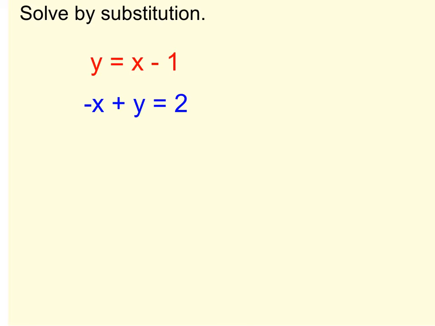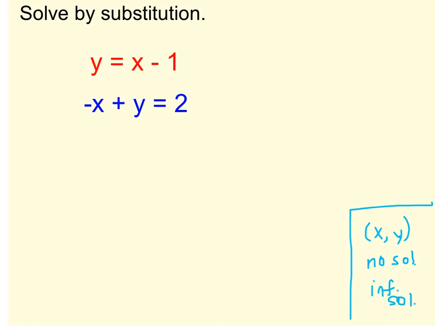So again, we're going to solve the system. We're looking for either an ordered pair, maybe they're parallel lines and there's no solution, or maybe they're the same line and it's infinite solution. So one of those 3 things will happen with this system of equations.